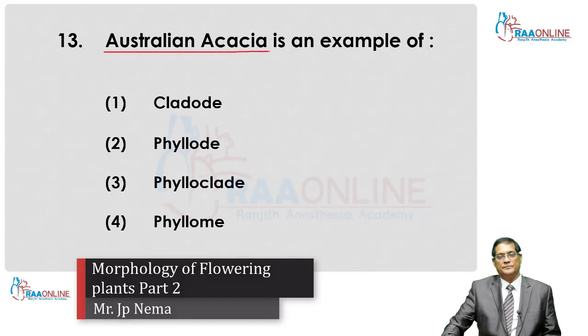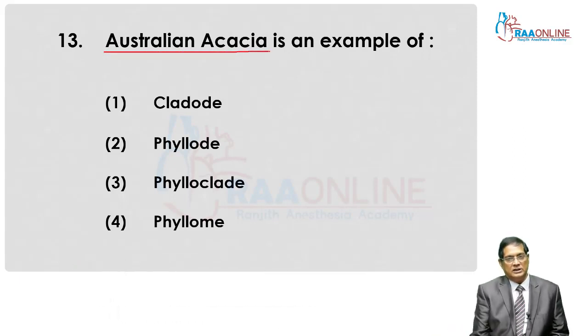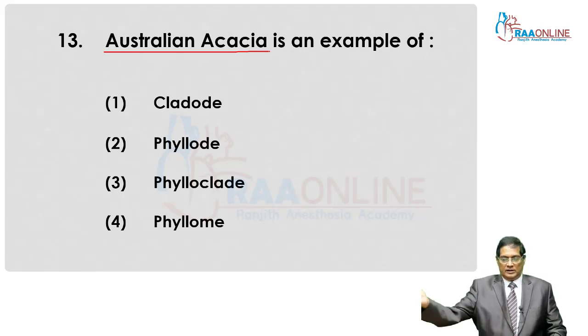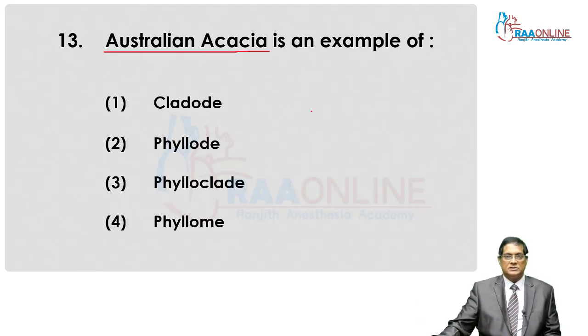Australian acacia. In Australian acacia, the leaf is actually compound. Initially you see the leaf is compound in this manner, and this is the petiole of the leaf. The compound leaf has a number of leaflets.